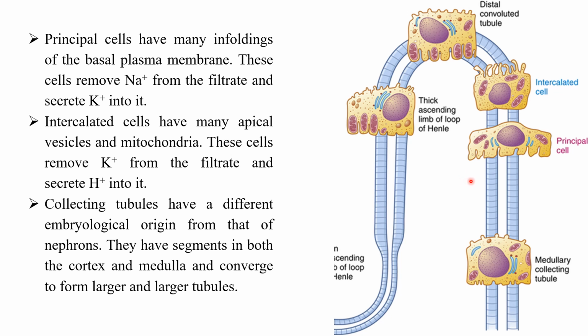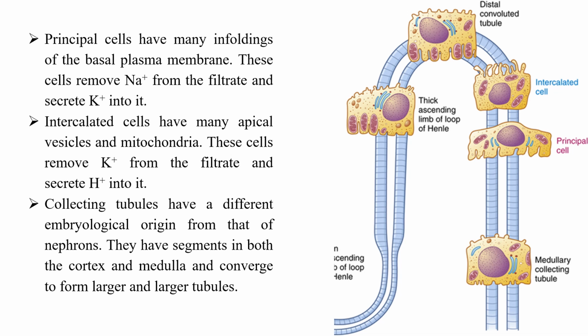The second type of cells present in the collecting tubule is the intercalated cells. These cells have many apical vesicles and mitochondria. These cells remove potassium from the filtrate and secrete H+ ions into it. The collecting tubules have a different embryological origin from that of the nephrons. They have segments in both cortex and medulla, and converge to form larger and larger tubules.